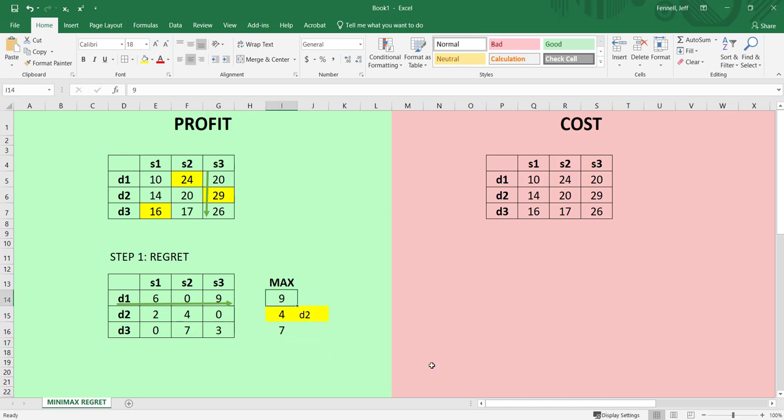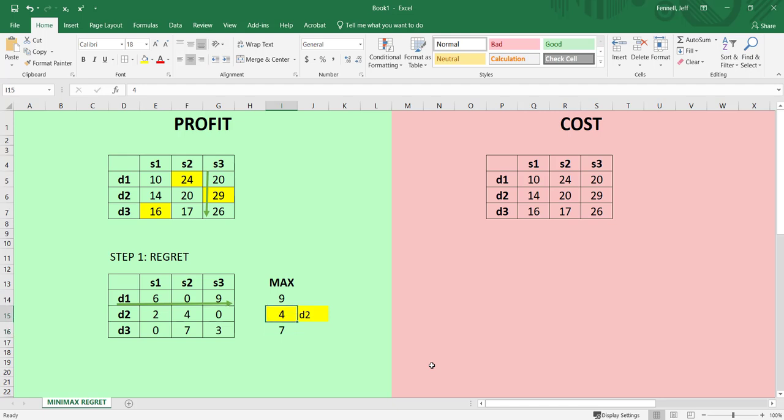If I look at the 9, what this is really saying is, remember that all this stuff is based on uncertain things that are going to happen in the future. What this is saying is that if we chose decision 1 and things did not go the way that we wanted them to, there was an option that would have given us 9 units more profit. If I chose D3 and things didn't go the way that we thought they would, there was a potential other option that would have earned me 7 units more profit.